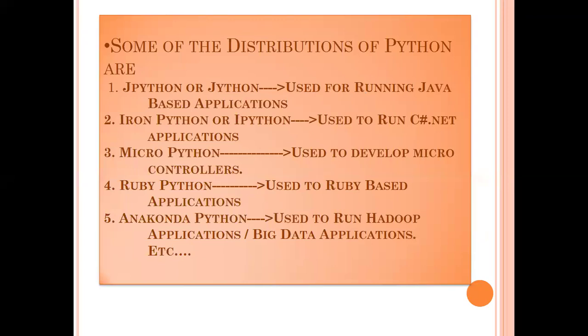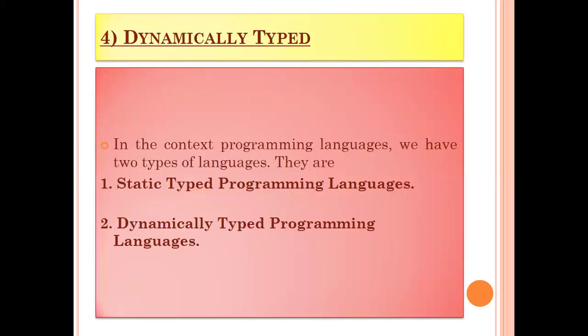Let's go ahead. Now, dynamically typed programming language. Fourth feature. Now, we have two types of languages, not in Python. One is static type programming language, and second is dynamically typed programming language. Now, what is the difference between static type programming language and dynamically typed programming language?